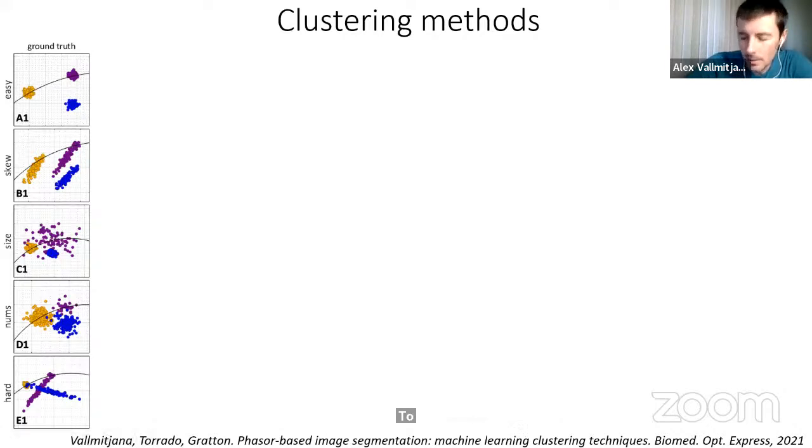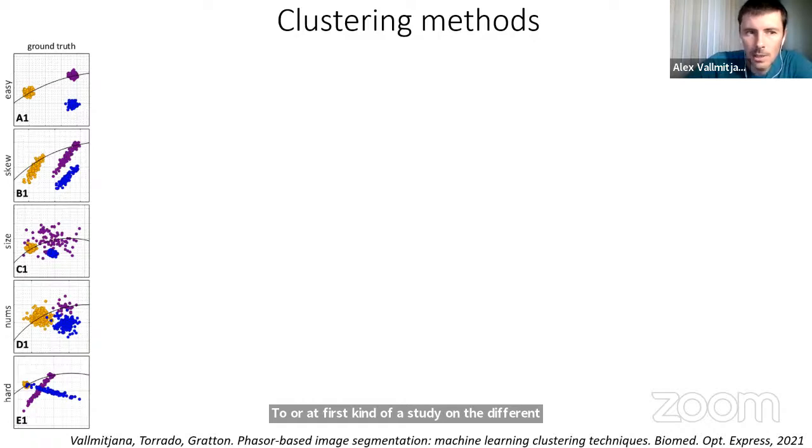So we did this work, at first a kind of study on the different available methods in the literature. For that, we used synthetic data. We generated our own lifetime data in this case: a bunch of points, simulated pixels with a load of photons each, drawing from lifetime distributions to map them in specific positions in the phasor plot. These are the 5 cases that we know the ground truth of, that we'll test the methods against.